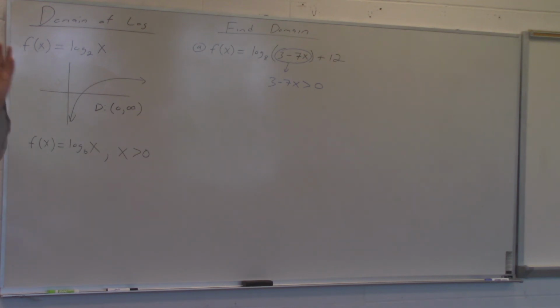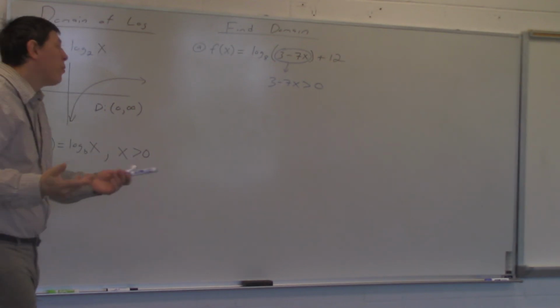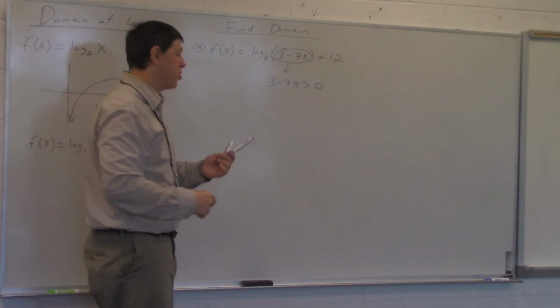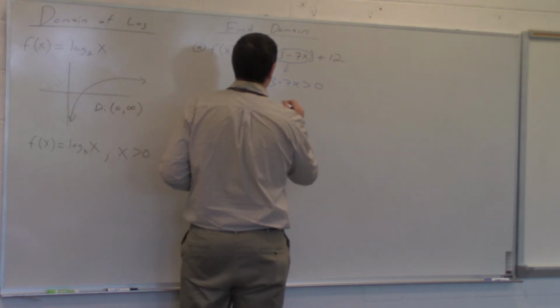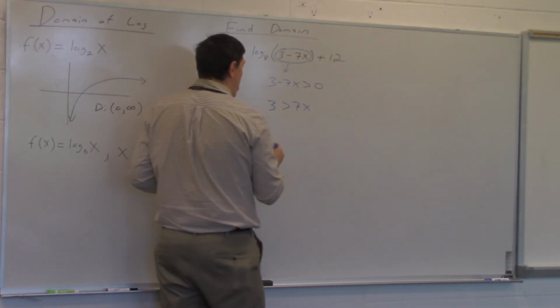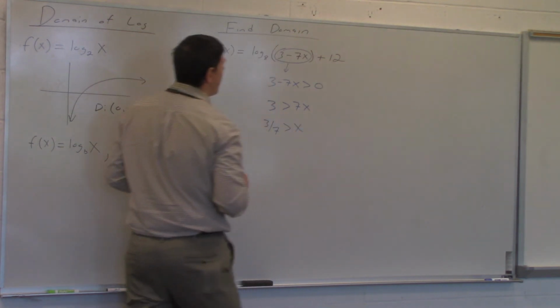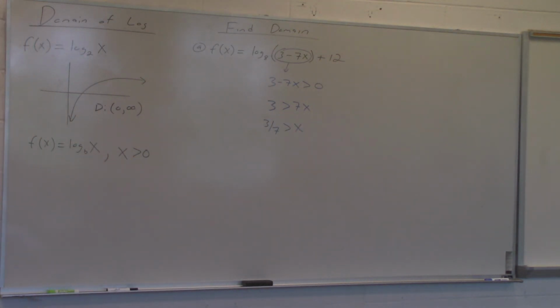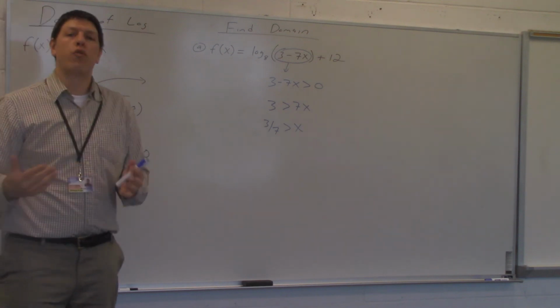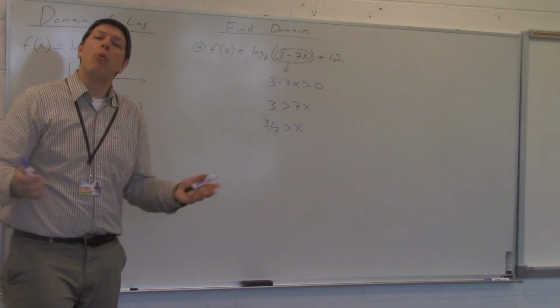This is true for every logarithm. To solve this inequality, we can either add 7x or subtract 3 from both sides. I'm going to add 7x just to keep everything positive, nice and easy. So I get 3 bigger than 7x, and dividing by 7, 3/7 is bigger than x. And just like the domain problems I'm asking you to work, I always want you to write it in interval form. It might help to graph it.